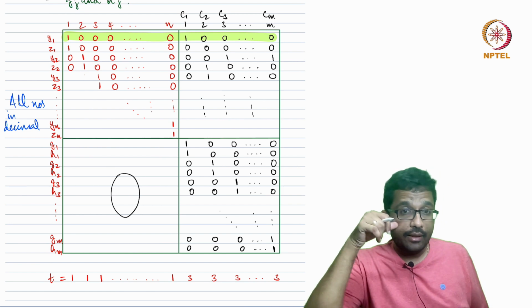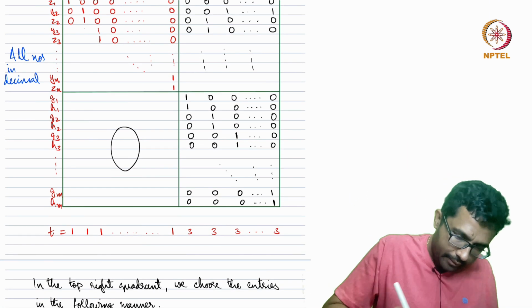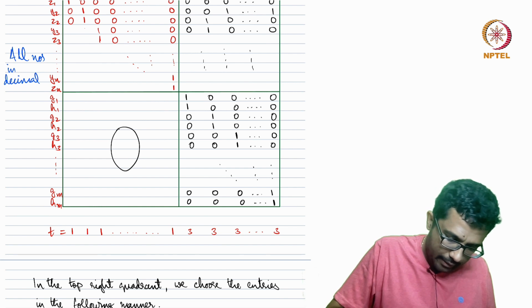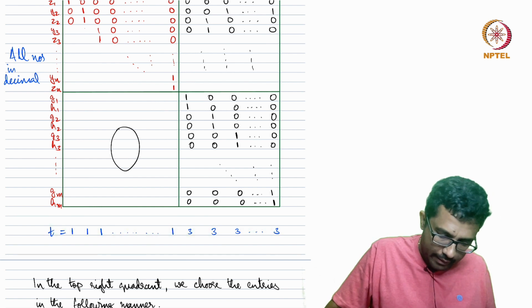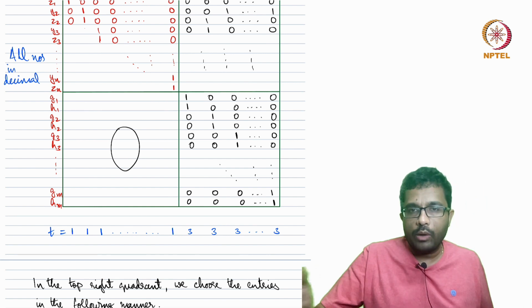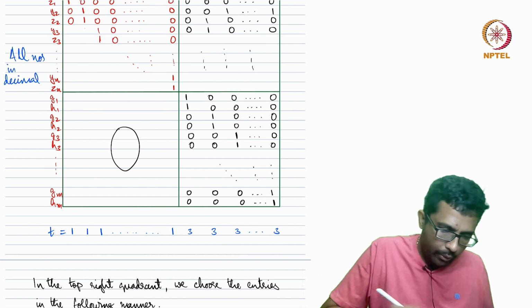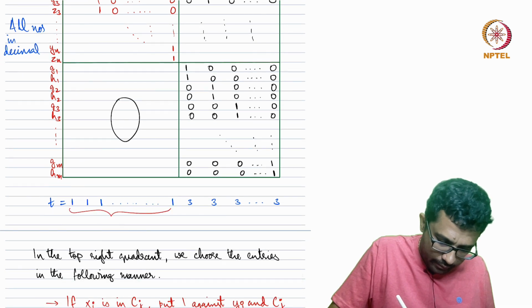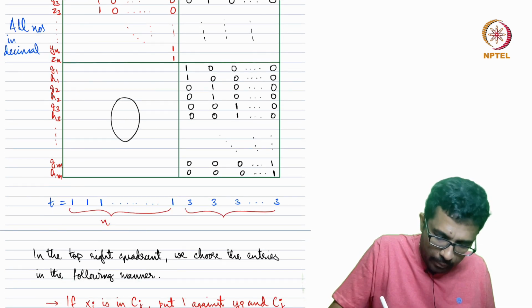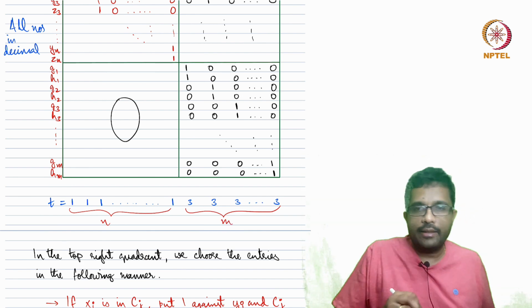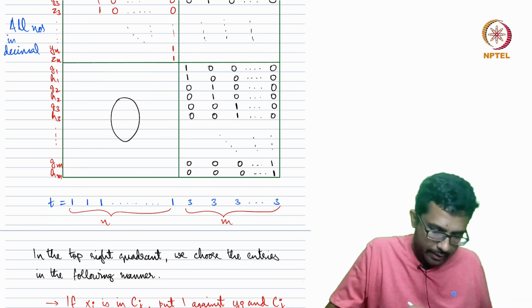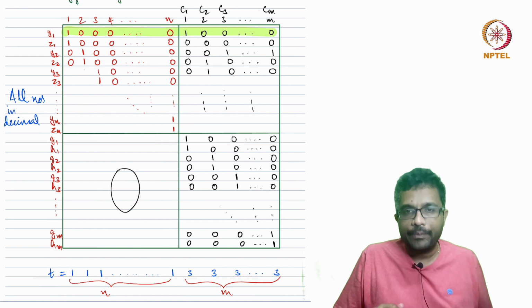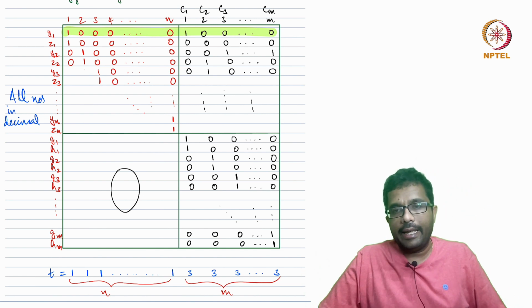What is T? T is simply this number, the number that is listed here. Maybe I'll just color it differently. It is a number with 1, 1, 1, 1, 1, 1. So there are n ones followed by m threes. Okay, so I have just aligned it with the table so that it's clear. So it's n ones followed by m threes.